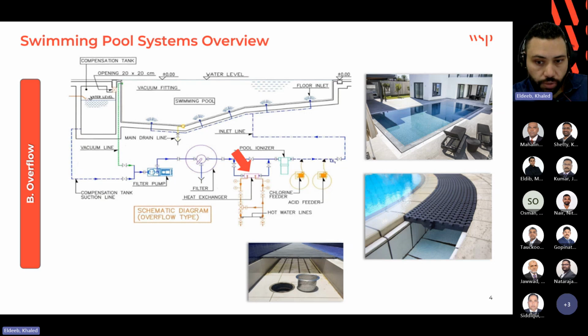As we see in this diagram, we have the same filtration system that we explained in the skimmer pool. We have pumps, sand filters, a heating unit and cooling unit, and a disinfection system. The good news is that sizing those components is done the same way we learned for the skimmer system. The only difference that we need to discuss today is the surge tank. They call it also the balancing tank. Let's see here.